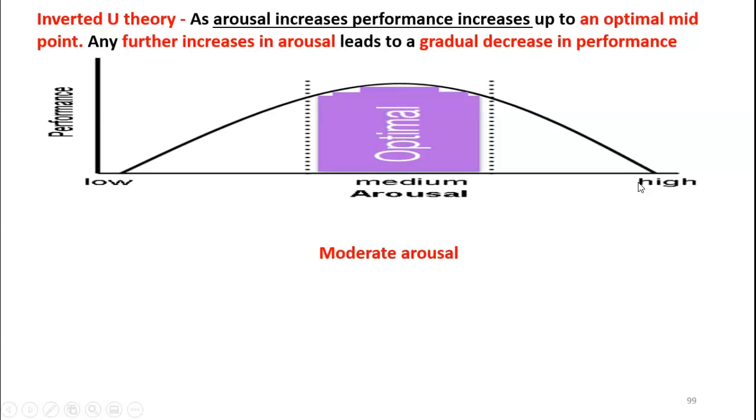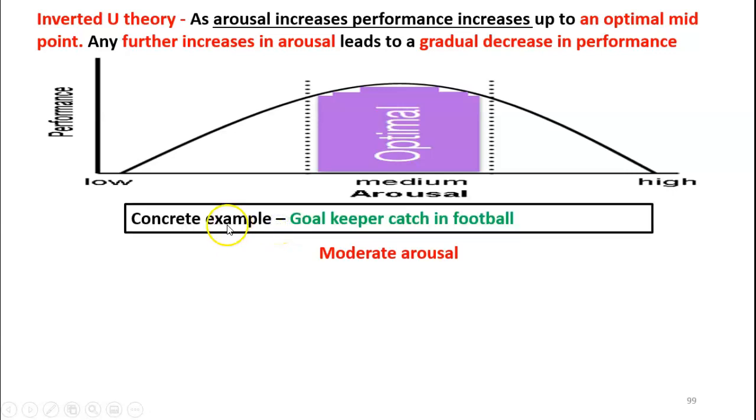And I think best thing to do now, once you've got that down, that's a description. Now what we have to do is give a little bit of an example of the three levels of arousal. And what I'm going to do is stick your example linked to one concrete example. Now, I'm going to use this. You can apply this to your own sport. So the concrete example I'm going to use to put this theory in action is the goalkeeper catch in football.